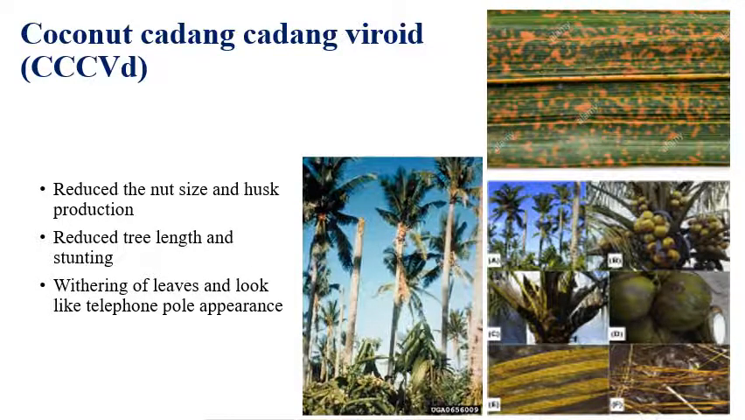These are also symptoms we can see here. The size of the plant can be reduced. You can see abnormal withering of leaves. The leaves get withered, with a tadpole-like appearance. These are different types of yellow discolorations, like small stripes, that can be seen here. So these are all the general symptoms of coconut kadang kadang viroid.